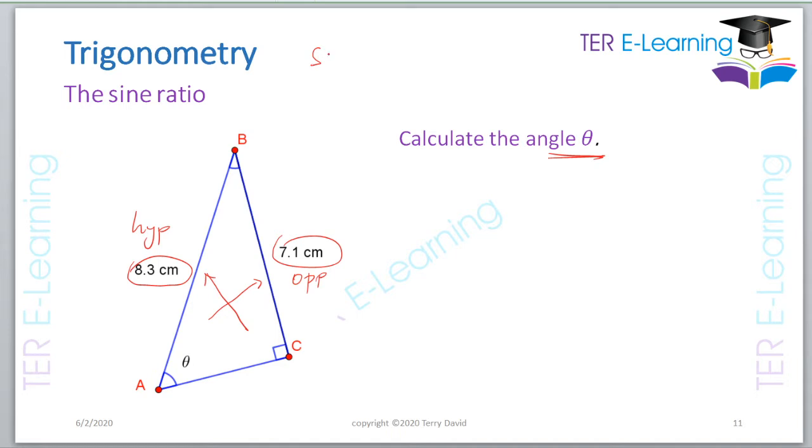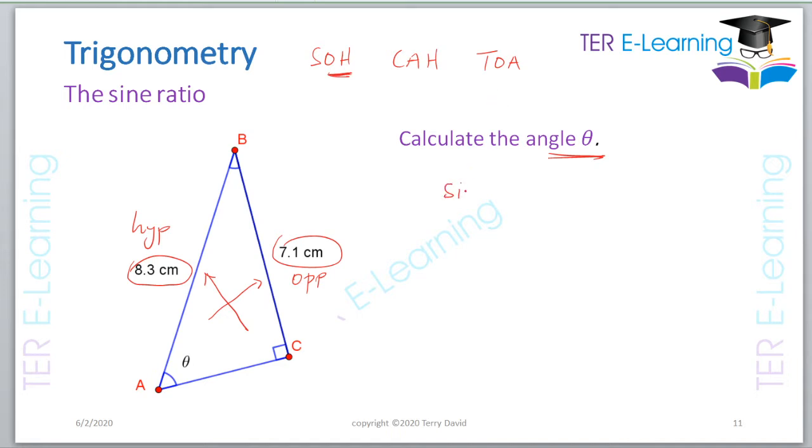So keep in mind SOH CAH TOA, right? So I have opposite and I have hypotenuse. So obviously, because I have those two things, I'm going to use sine. So this is how you write up your answer for this particular question.